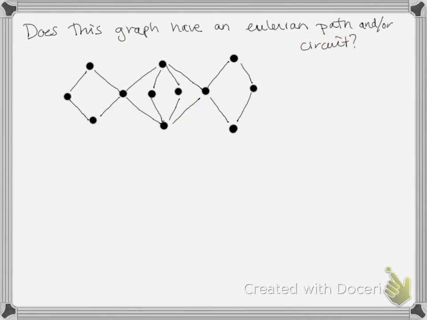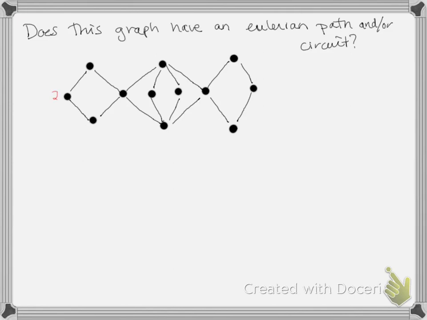Let's look at this example. So here's a graph. You want to know, does this graph have an Eulerian path and/or a circuit? So just to review, if it has all even degree, it has an Eulerian path and an Eulerian circuit. If it has exactly 2 vertices of odd degree, it'll have an Eulerian path. And if it has more than 2 vertices of odd degree, it'll have neither. So I'm going to go through and label the degree of each.